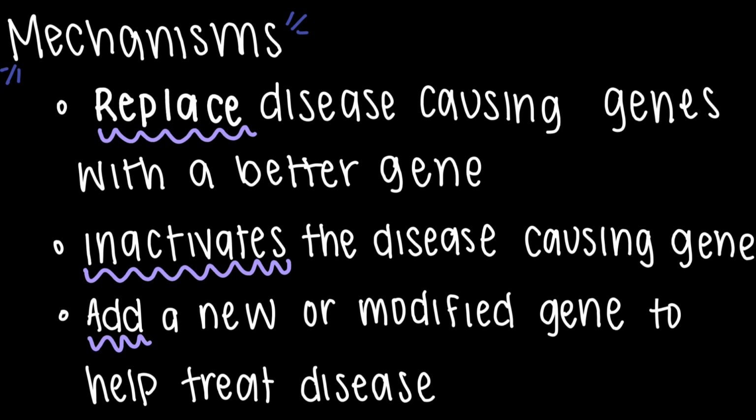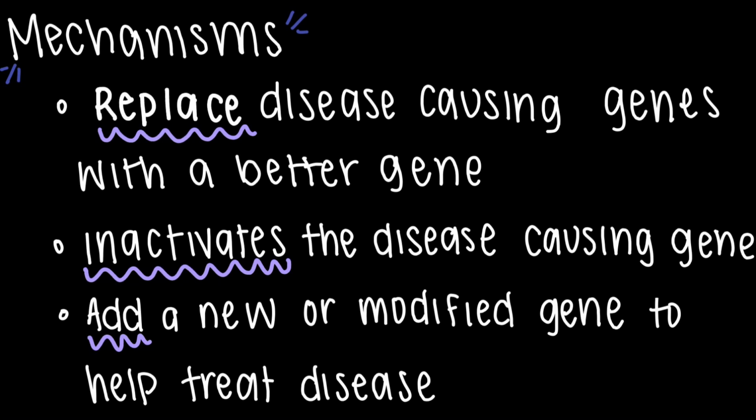The FDA defines three main mechanisms for gene therapy. Replacement, where we replace disease-causing genes with a better or healthier gene. Inactivation, where the gene is inactivated. And addition, the addition of new or modified genes to help treat disease. This is done through various different processes, some of which we will cover further today.